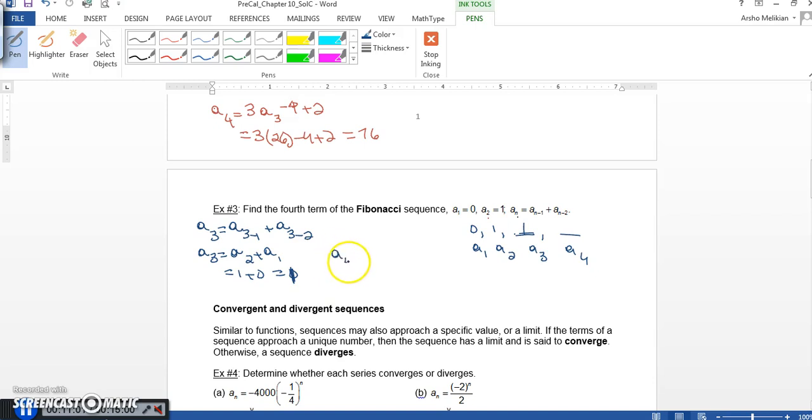A4, we're going to add A3 plus A2. We're going to add 1 plus 1, and we're going to get 2. Okay, so for the Fibonacci sequence, to find the next term, you add the two numbers that come right before it. Okay? That's a hard one.